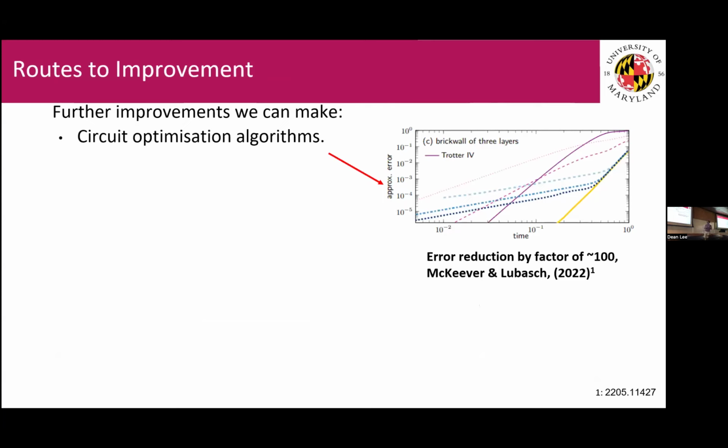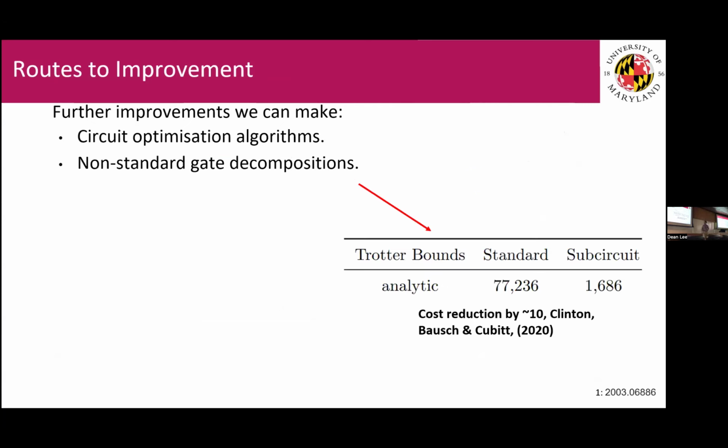So the first thing is, you can write down your quantum circuits, and a lot of people have had a lot of success by basically just applying a machine learning algorithm to optimize the circuits, canceling out redundant gates where they appear, and bringing down the overhead. In some cases, you can get an error reduction or a resource reduction by a factor of about 100. You can talk about using non-standard gates or non-standard gate decompositions in your quantum computer.